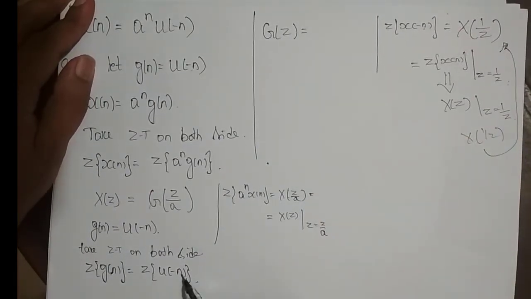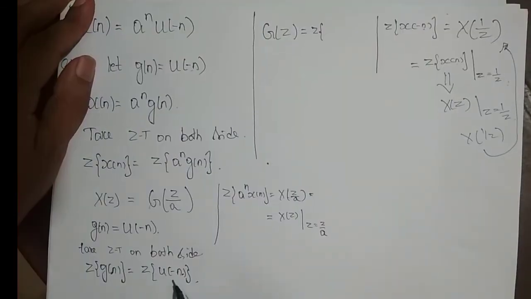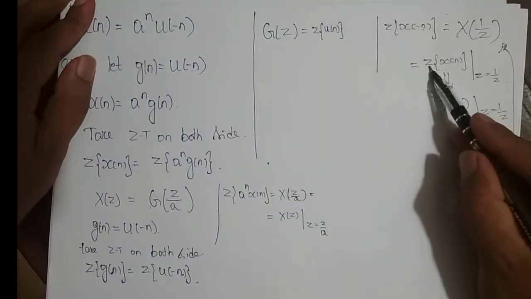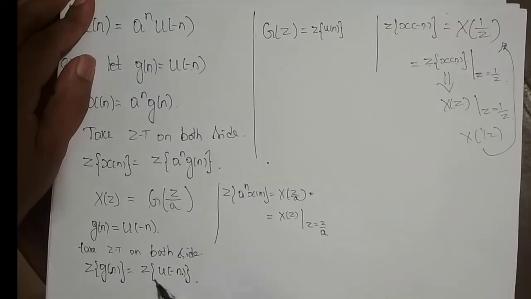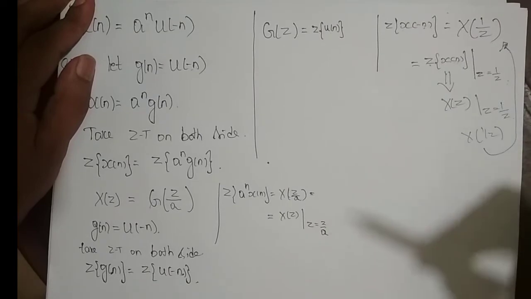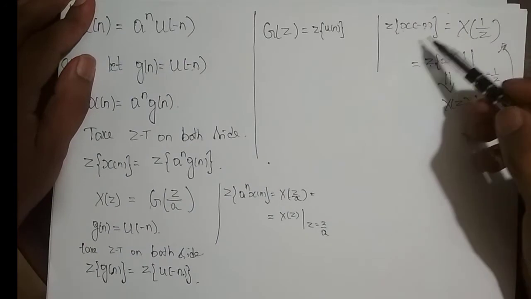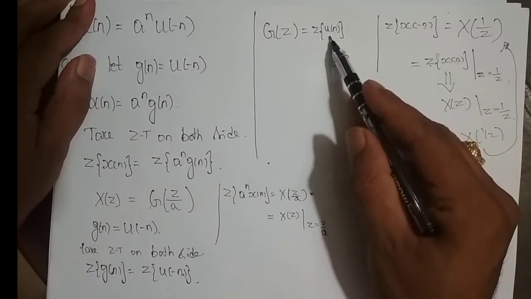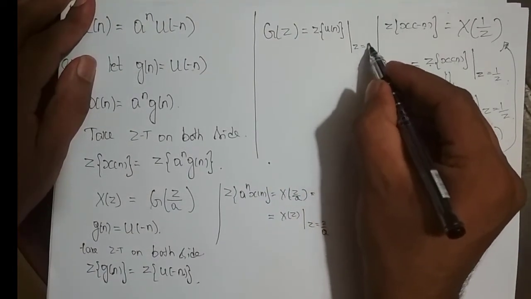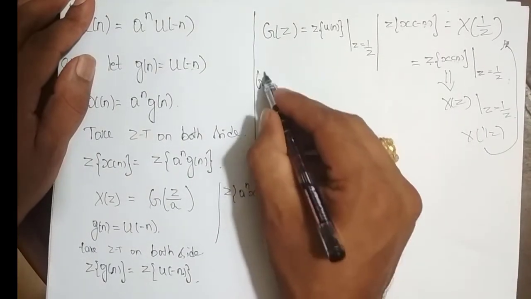So what is the z transform of u of minus n? This is nothing but the z transform of the unreflected version of the signal, which is u of n. For this I have to replace z by 1 by z. Wherever z is there, I have to replace it by 1 by z. Okay, what do I get?